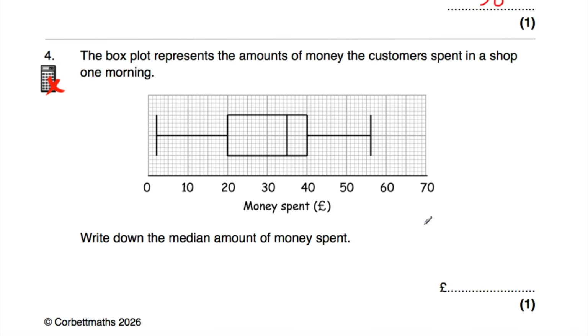So here's our box plot. This is our first box plot question. It says the box plot represents the amount of money that customers spend in a shop one morning. So this is the amount of money that some customers spend in a shop one morning. We don't know how many customers. We've just got this box plot.